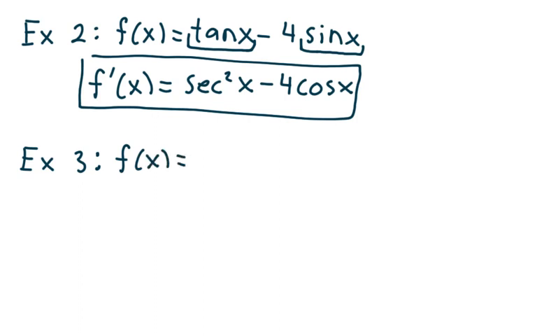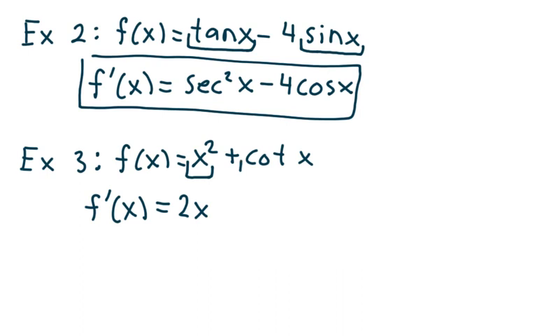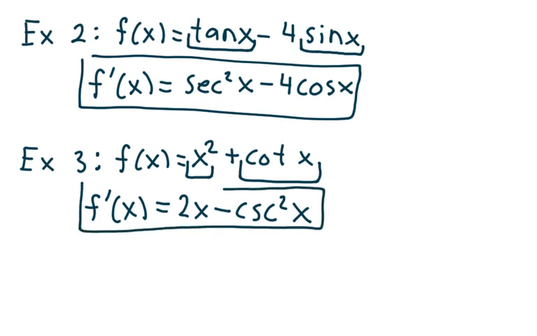Example 3. Suppose I had f of x equals x squared plus cotangent x. And I want f prime of x. Well, the derivative of x squared with respect to x is equal to 2x. The derivative of cotangent x with respect to x is minus cosecant squared of x. And that's example 3. Example 4.